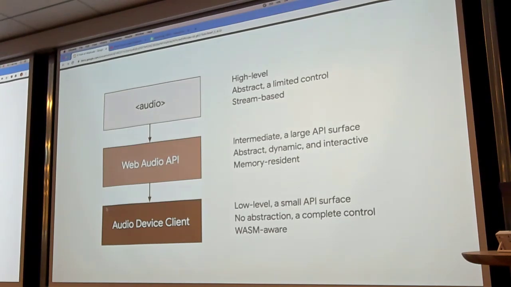It's too boring, right? But let's take a look at this from two different angles. First, the layering consideration. We have the audio element, which is very high level and abstract, but only provides a limited set of controls, and it's stream-based. Then we have the WebAudio API, which is an intermediate layer. It has a large API surface, it's abstract, dynamic and interactive, and memory resident. But now we have the low level. This is equipping the proper low-level layer in the web platform.